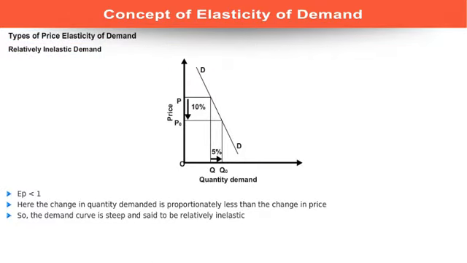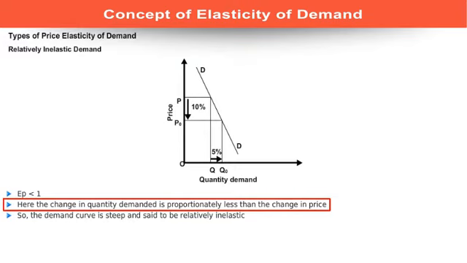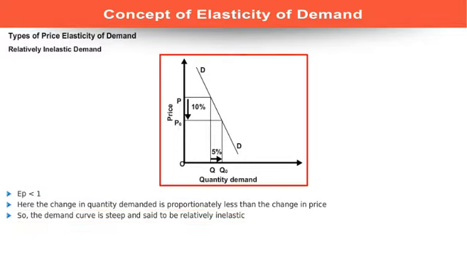Relatively inelastic demand. Now you can observe here there is a 10% change in price, but only 5% change in quantity demanded. So the percentage change in quantity demanded is less than the percentage change in price, less than proportionate change in quantity demanded relative to the change in price. So definitely my delta Q is going to be less and delta P is going to be more. So my EP is going to be less than 1. EP is less than 1, demand curve is steep and said to be relatively inelastic. You can observe this is not a vertical line, but still the demand curve is steeper.